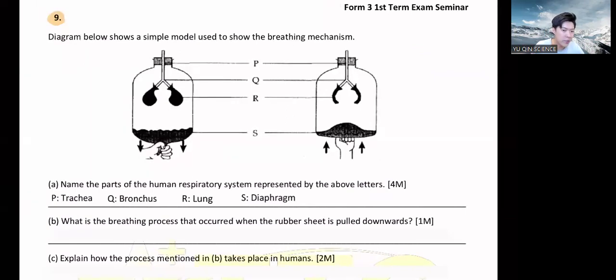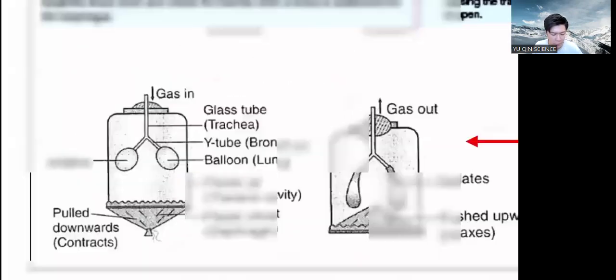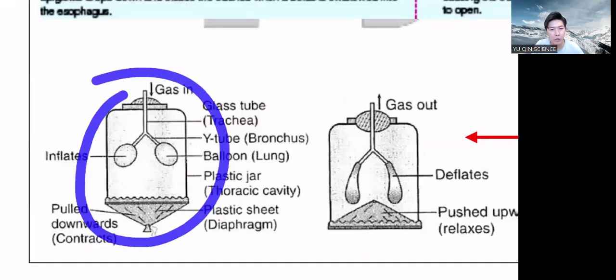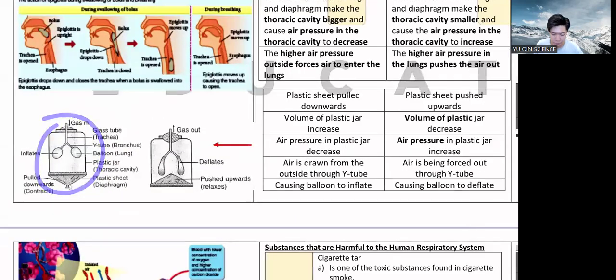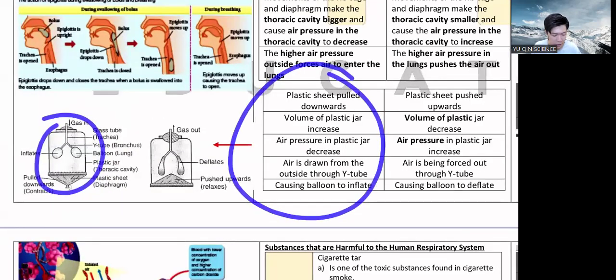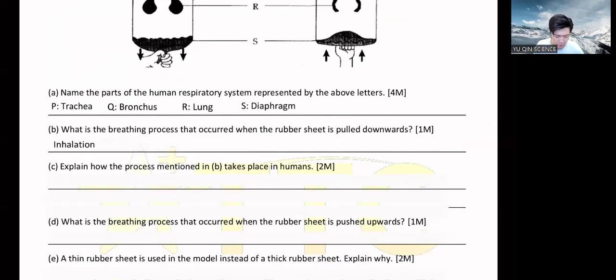What is the breathing process that occurs when the rubber sheet is pulled downwards? Rubber sheet pulled down is this one. Inhalation or exhalation? So you look at the balloon become bigger. So the balloon becoming bigger belongs to inhalation. There you go. Inhalation.